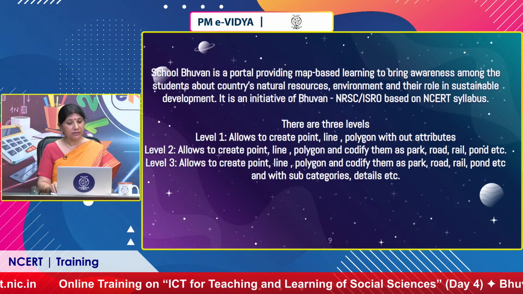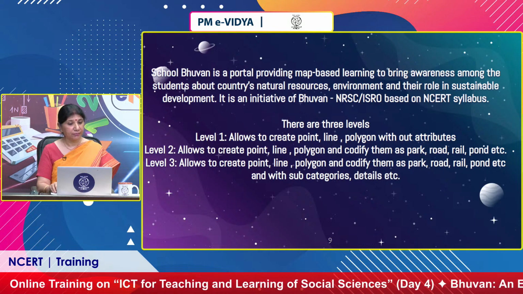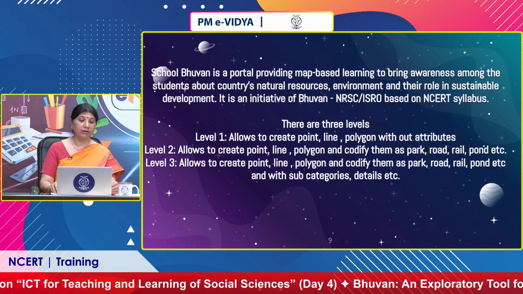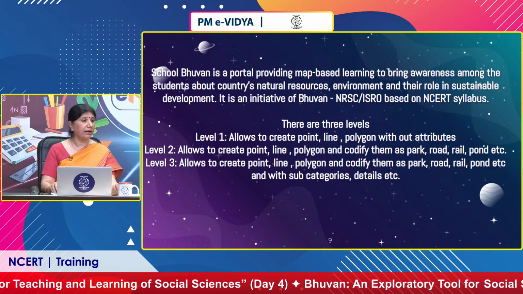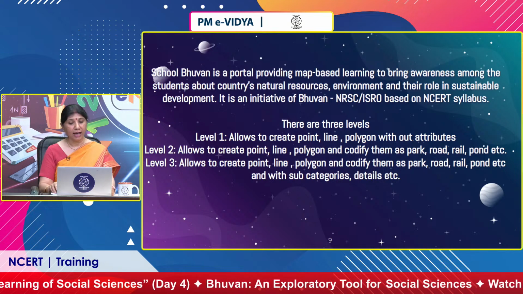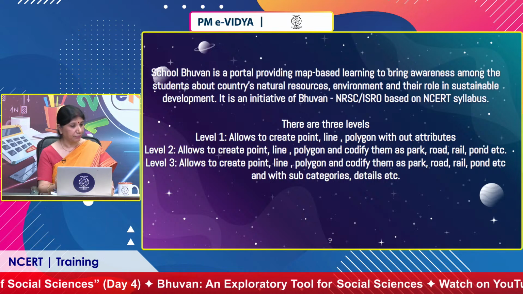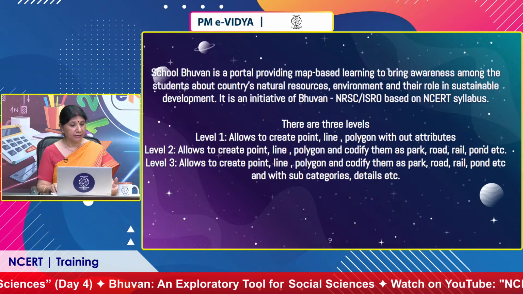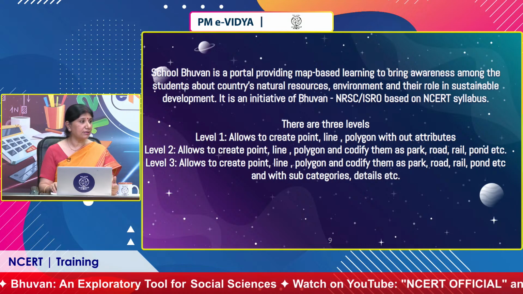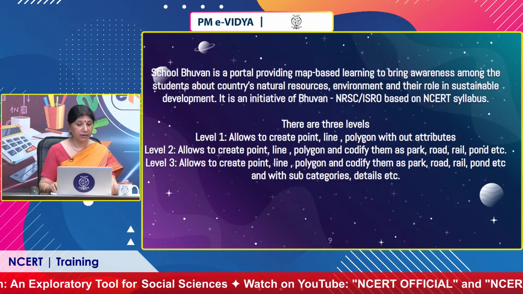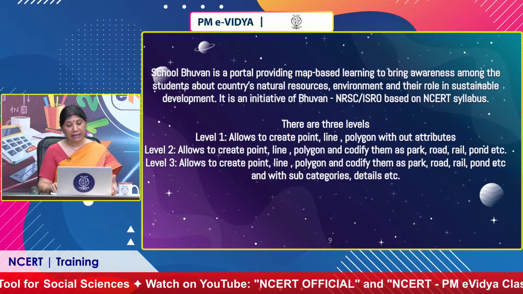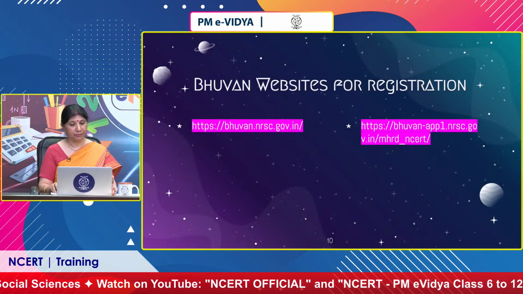Okay. So when we study in Bhuvan, there are 3 levels. Level 1 is the simplest one, where we can only create point, line and polygon and simple attributes. Level 2 is to create point, line, polygon, and we can codify them, so we can easily geotag them. And level 3 is where we can create point, line, polygon. So this is basically shapefile creation or vectorization, and we can codify them with subcategories. So detailing is more here.